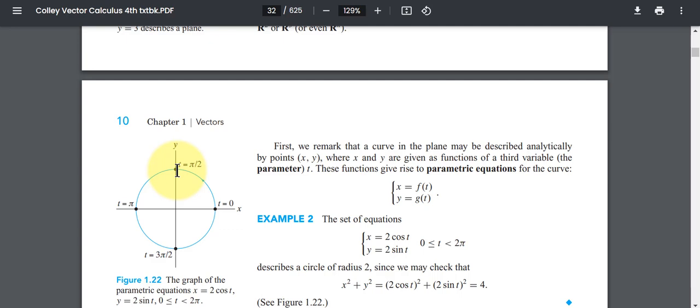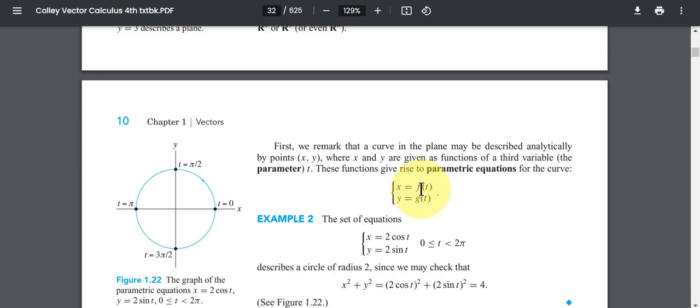So anyway, that's the point though. Here, as t changes, x and y both change, and so we move around in the plane. In this case, we move along the circle, but generally we just move around in the plane because x and y would be changing. So that's what this is about up here.